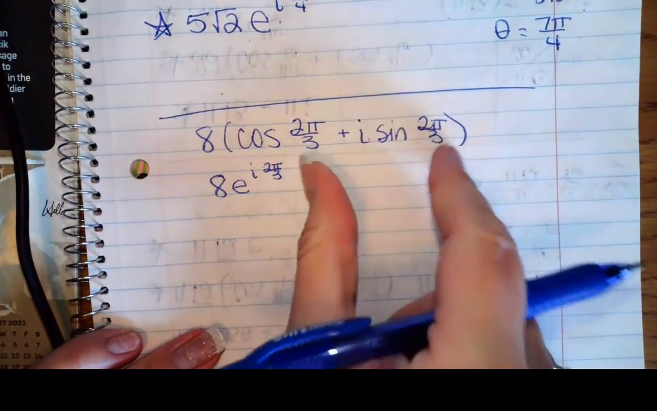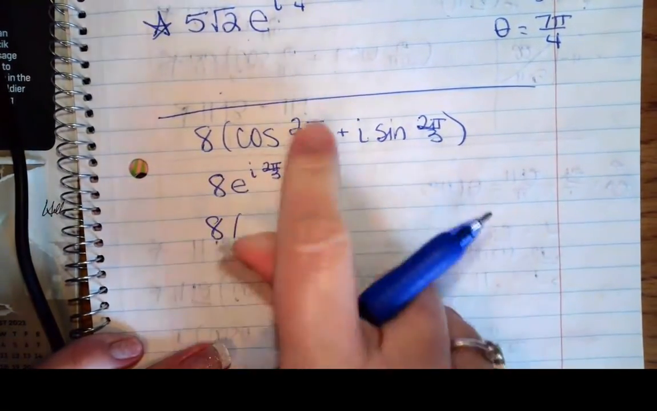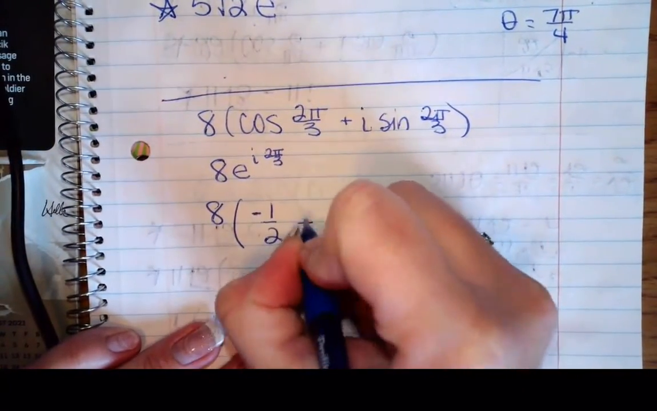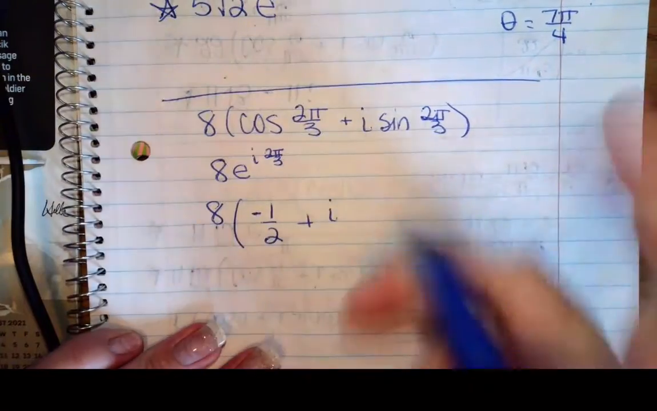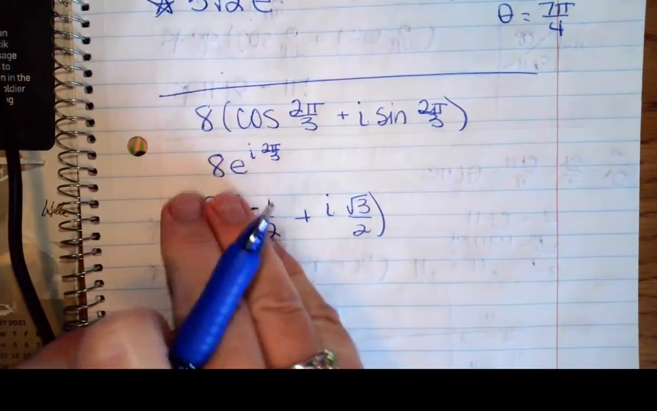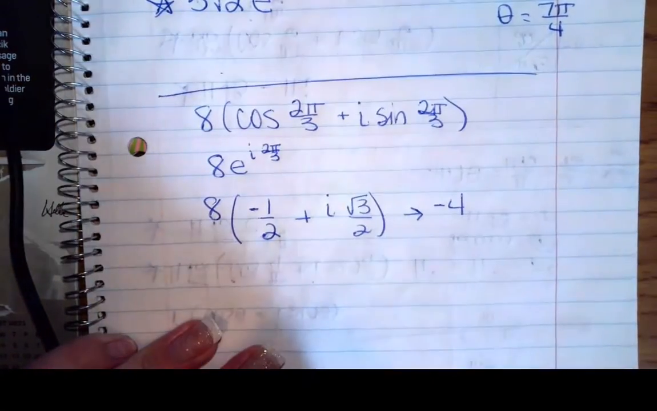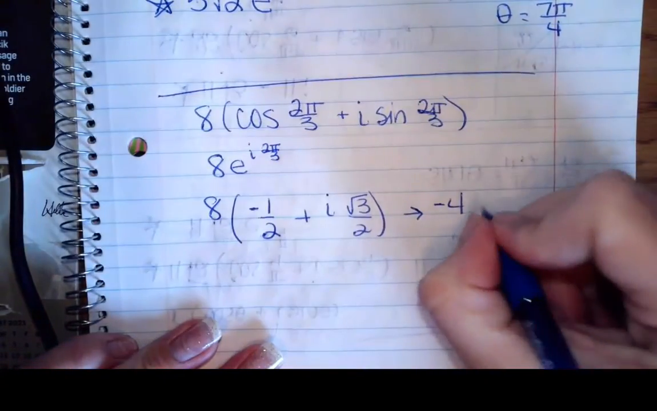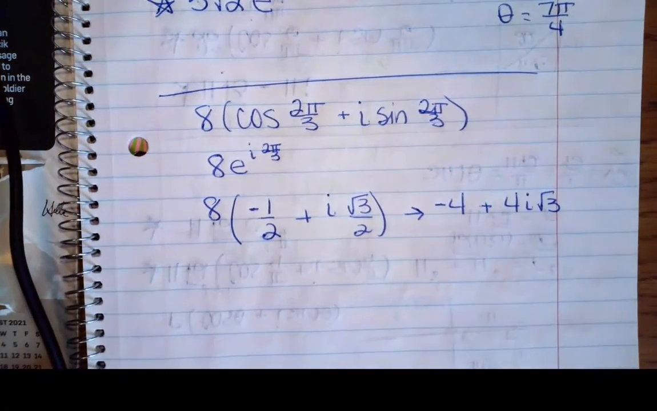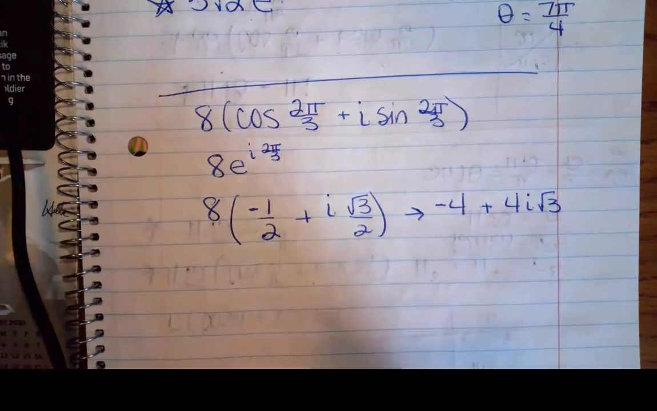Are these benchmark angles? Yes, they are. So what is the cosine of 2π/3? It is -1/2. Plus i, what is the sine of 2π/3? It is √3/2. So when I distribute that 8, half of 8 is 4, and it's negative. Then half of 8 is 4, so I have 4i√3. Okay, so I just did this for practice, just to keep it going.